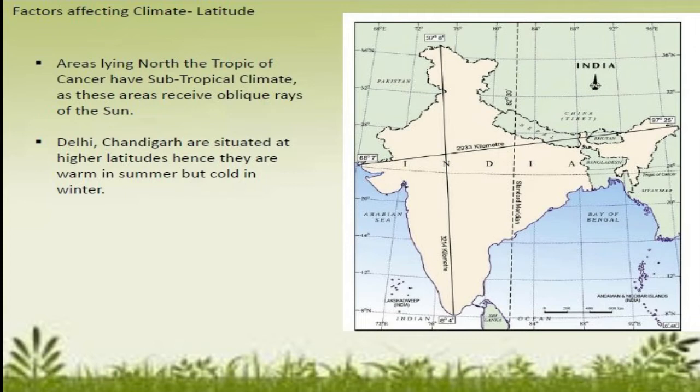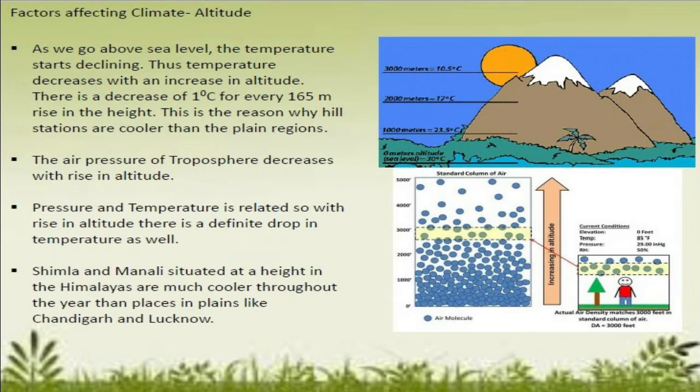Alternatively, the areas lying north of Tropic of Cancer have subtropical climate, as these areas receive oblique rays of the sun. Example, Delhi and Chandigarh, which are situated at a higher altitude, are warmer in summer but very cold in winters.